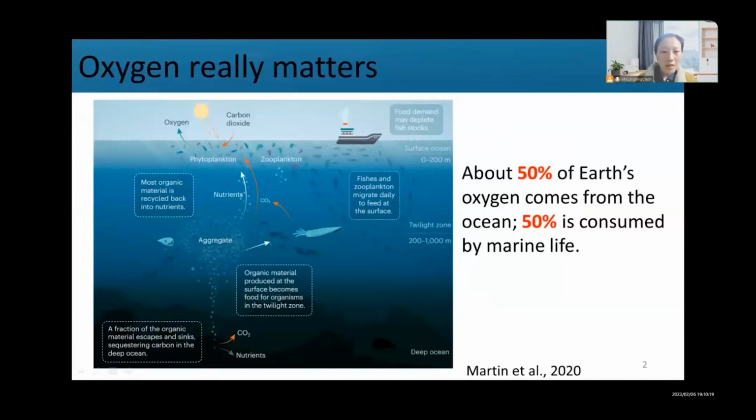First, oxygen really matters. Phytoplankton is a key producer of oxygen in the ocean through photosynthesis. Oxygen is critical to the health of our planet. It supports around 50% of the oxygen we breathe every day. It affects the cycles of carbon, nitrogen, and other key elements, and is a fundamental requirement for marine life from the seashore to the greatest depths of the ocean.